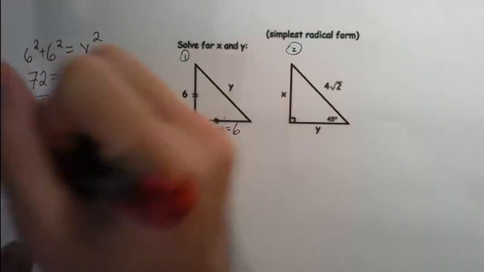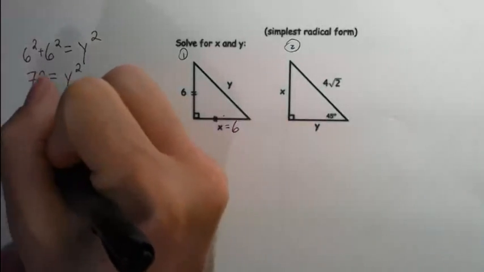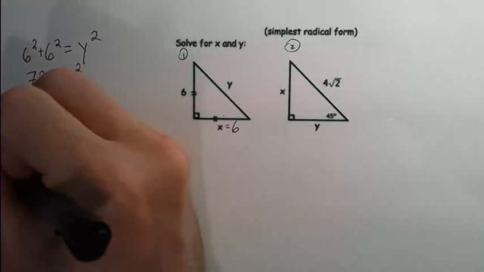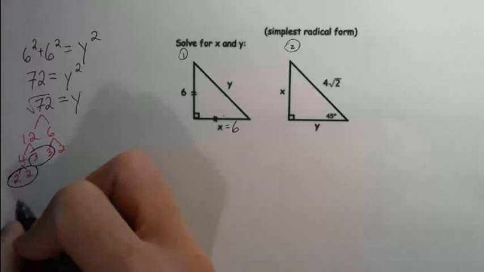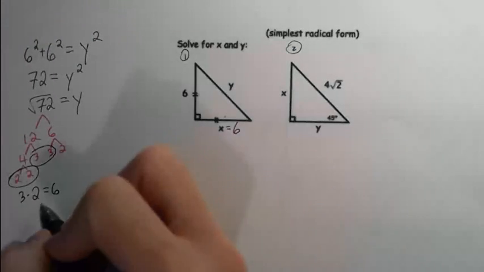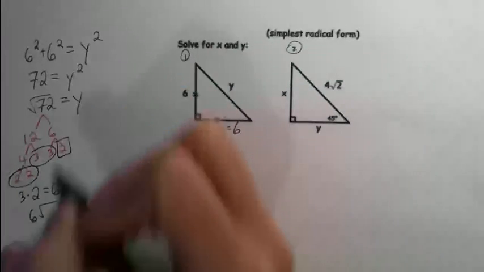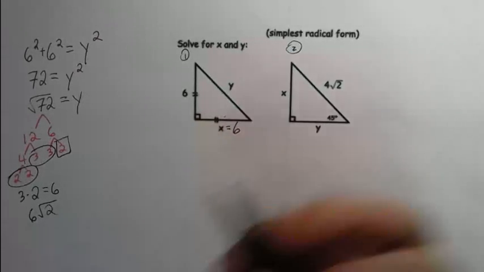So we want to put a little circle around a pair of 3s. And then we will put a circle around a pair of 2s. So we would have on the outside 3 times 2 equals 6. And then on the inside, we just have this 2 left over right there, so that our answer would be 6 root 2.